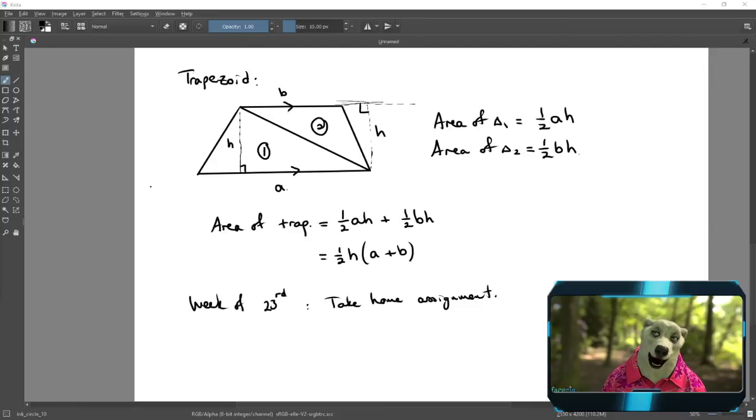And then tomorrow we will start with our next chapter on trigonometry. Until then.